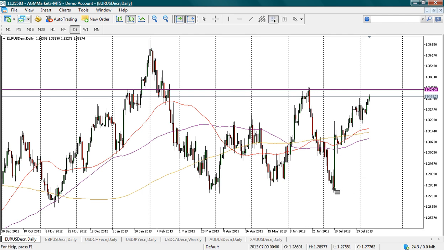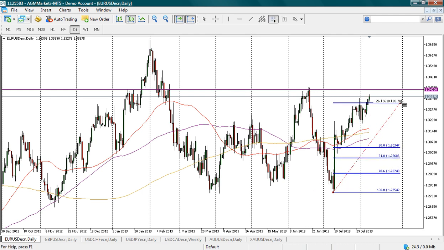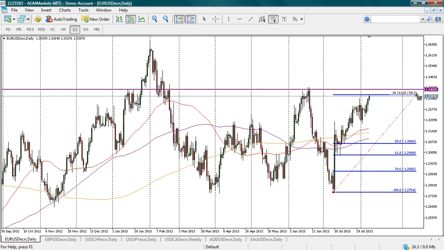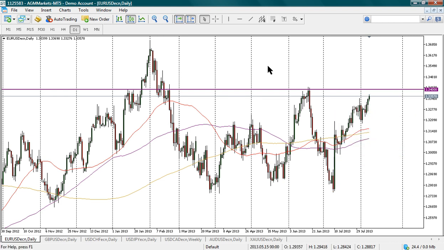is this one here. So from these lows to wherever it peaks out. Currently it's around here. And that's pretty much it on the Euro Dollar really.